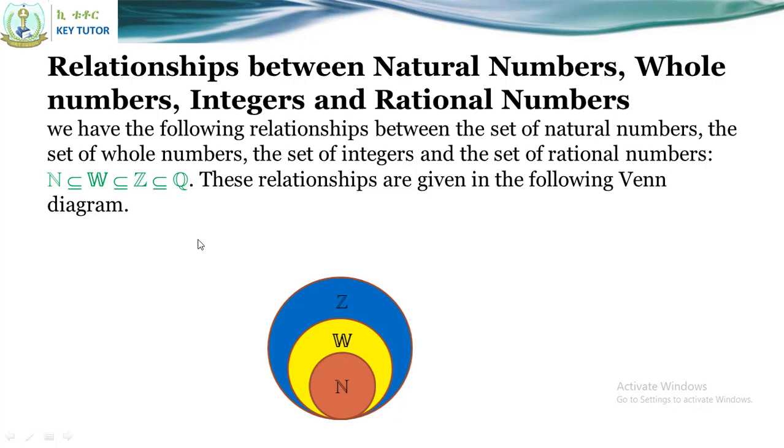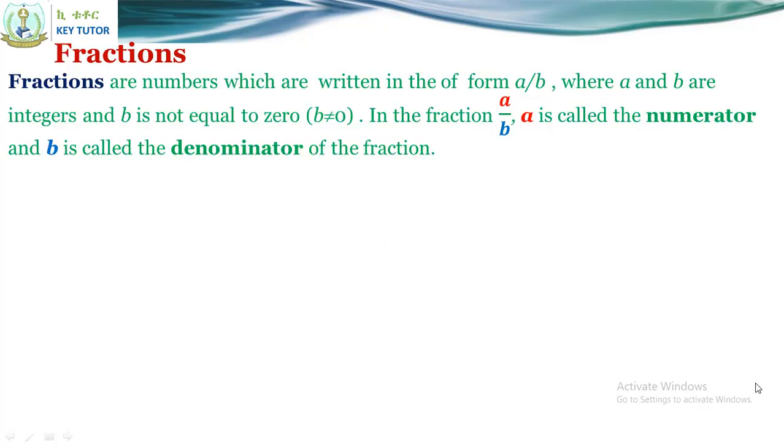The set of integers includes the set of whole numbers and adds negative integers. The last set is the set of rational numbers, which includes the set of integers as well as fractions. Here and there I have been mentioning fractions. Fractions are numbers which are written in the form of a over b.